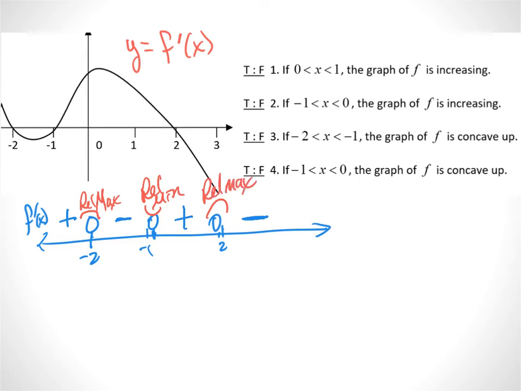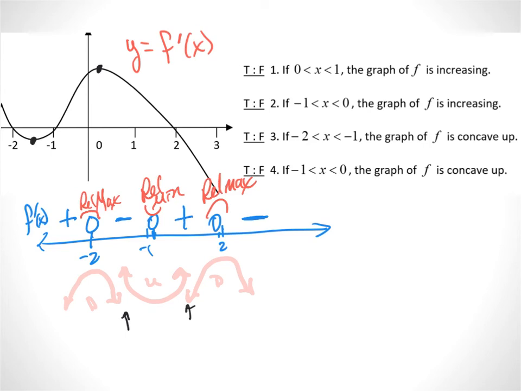Go ahead and draw your concavity as well. And the concavity is this, and then a relative min, and then a relative max. So we have concave down, up, and then down again. It makes sense that that's occurring because that's where the first derivative is changing direction, and so the way that it is increasing and decreasing is changing.